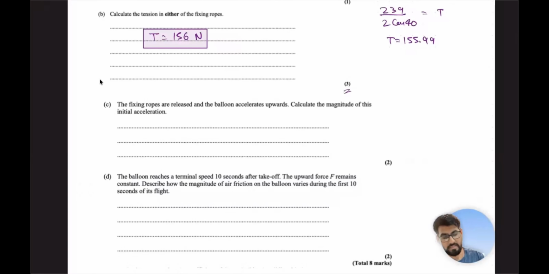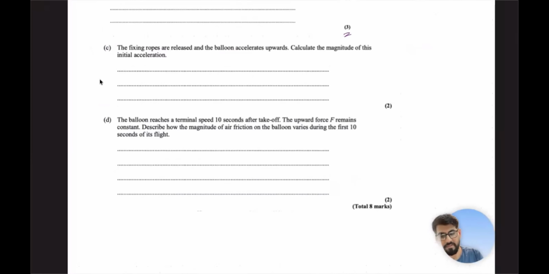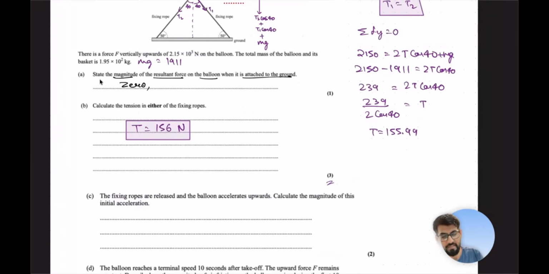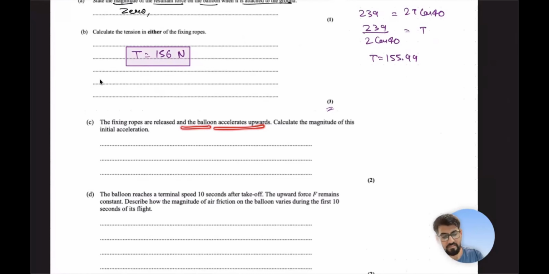Okay, these are the next two parts of the question. Give it a try. Be quick. C and D. C is saying the fixed ropes are released. It means that I release the ropes now, and the balloon accelerates upward. Calculate the magnitude of this initial acceleration. Just as soon as you release the ropes, the balloon will try to move up. It will accelerate up. What is that initial acceleration?